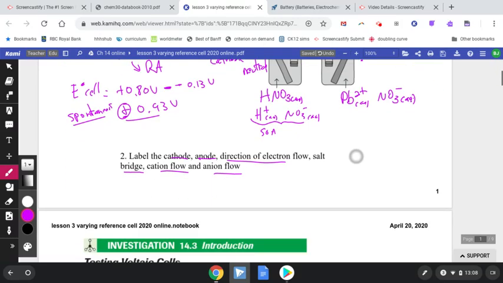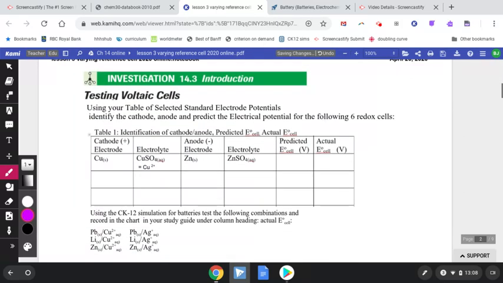SB, salt bridge. So for our lab today, first one, woohoo, we normally do this one out in the lab and we do a whole bunch of metals. We hook them up to voltmeters and determine the electric cell potential. That would be the actual value. But before we do that, we predict them using our data book. So we're going to do the lab online. There's a simulation that you can use.